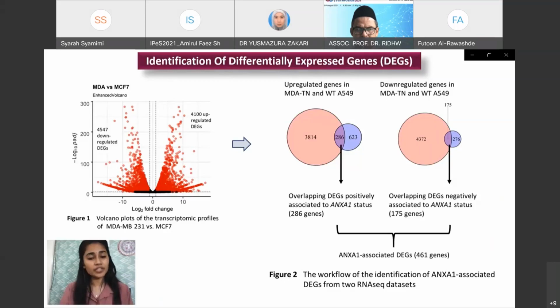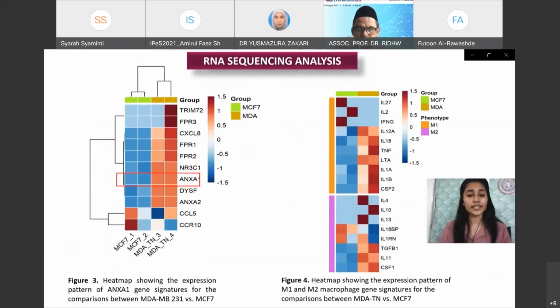To aid the filtering process, we identified the overlapping DEGs with a publicly accessible RNA sequencing dataset which profiled the transcriptomics of wild type and annexin A1 knockout A549 cells. Figure 3 and Figure 4 show the heat maps based on RNA sequencing analysis. Generally, the red color indicates upregulation, whereas the blue color indicates downregulation.